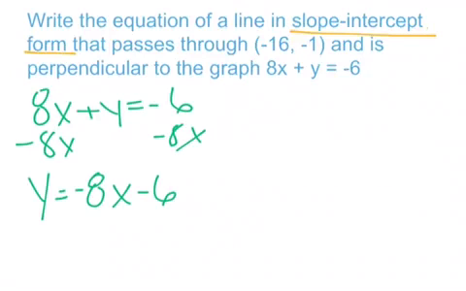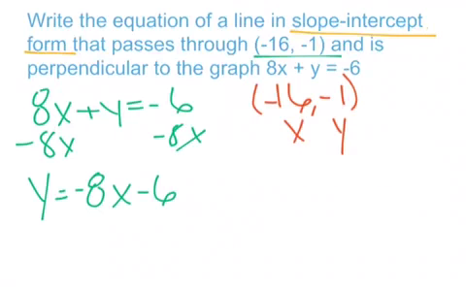Now we're going to use this point right here, which is negative 16, negative 1. Remember, negative 16 is your x, negative 1 is your y value. So you're just going to plug in those values into your slope-intercept form. Y is negative 1, so we have negative 1 equals. Now remember, you're wanting a perpendicular line, so you're going to want to use the negative reciprocal of negative 8, which is a positive 1 over 8. So let's put that in here, and multiply that by your x, which is negative 16.